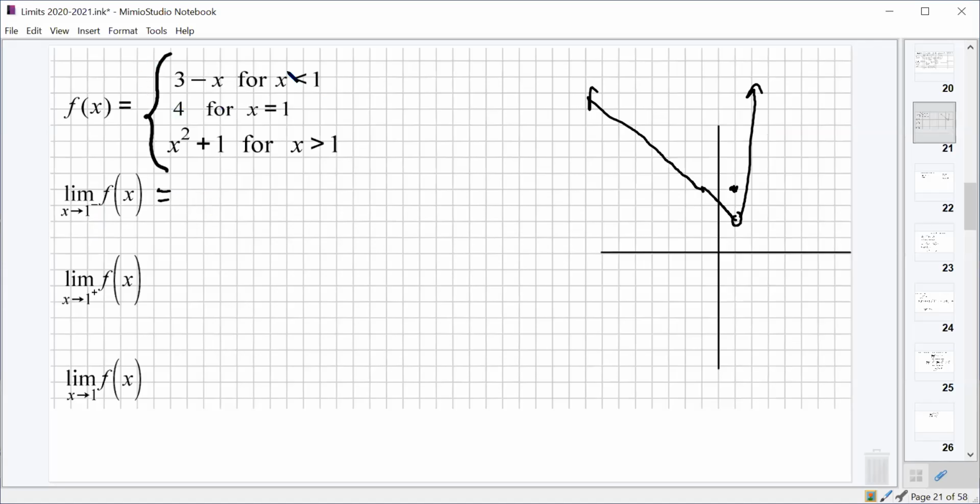First should be the first piece, right? The 3 minus x piece. So all we've got to do is throw in 3 minus 1, which gives us 2. And if we're looking here, we can see that as we approach 1 from the left, we're approaching that hole that we have there at 2. We are approaching that discontinuity. And remember again that the point that's there at x equals 1, y equals 4 doesn't matter for the limit because it's what we're approaching.